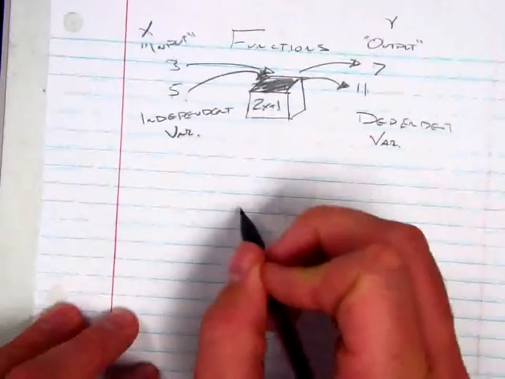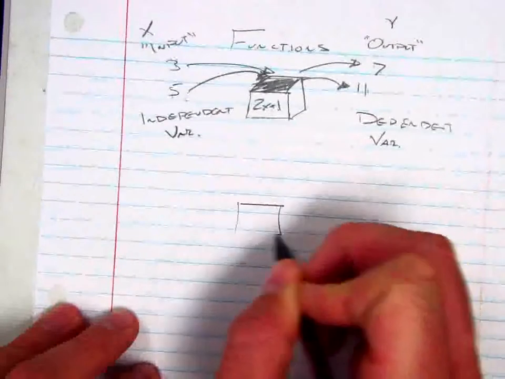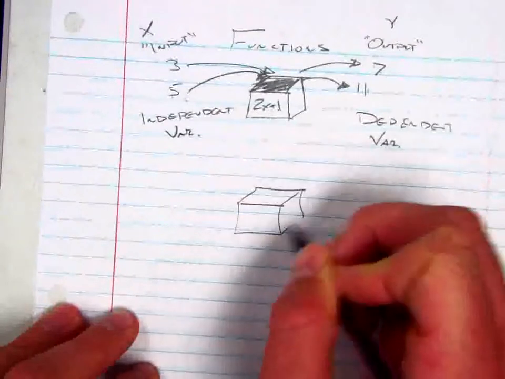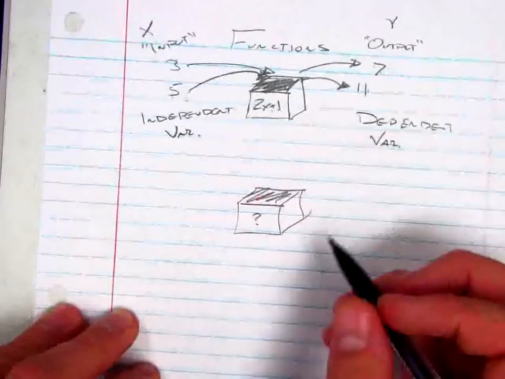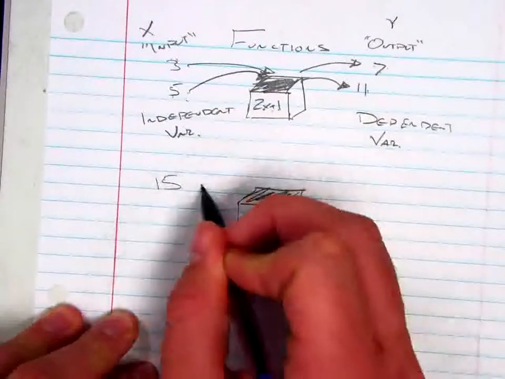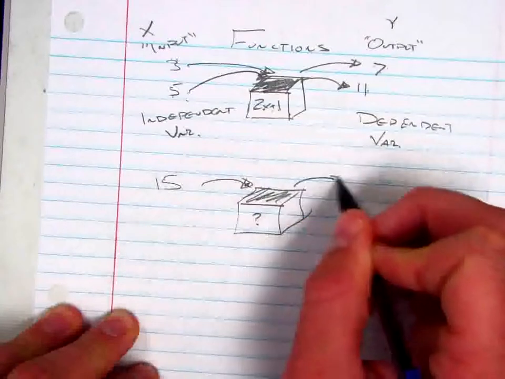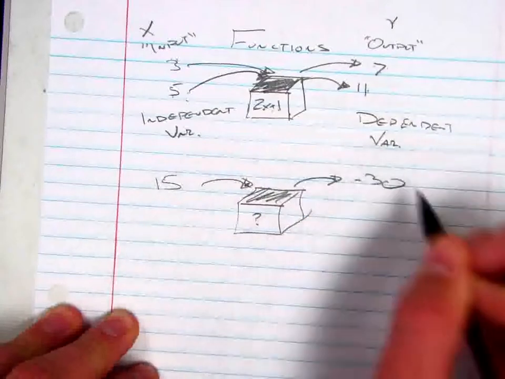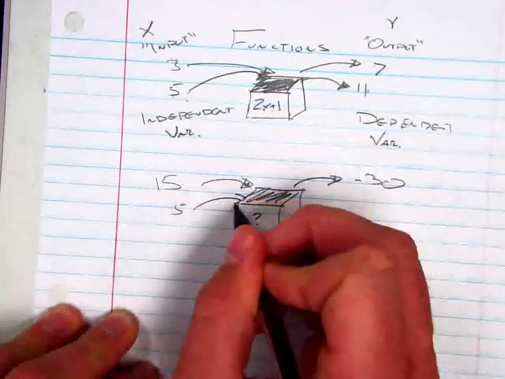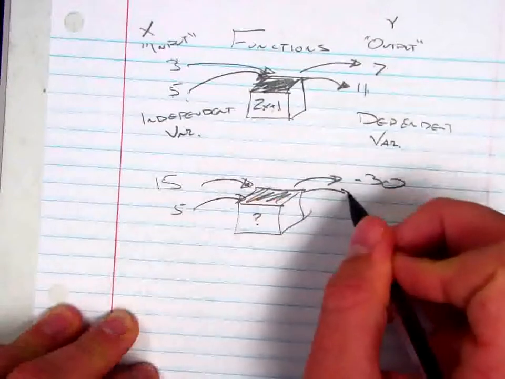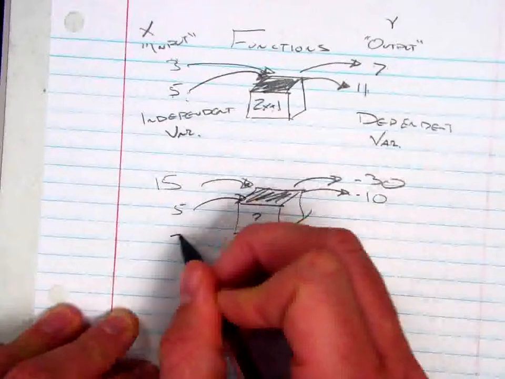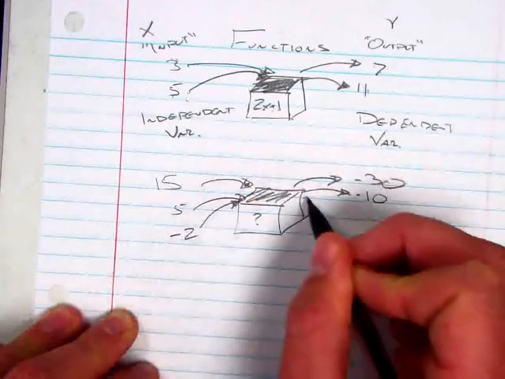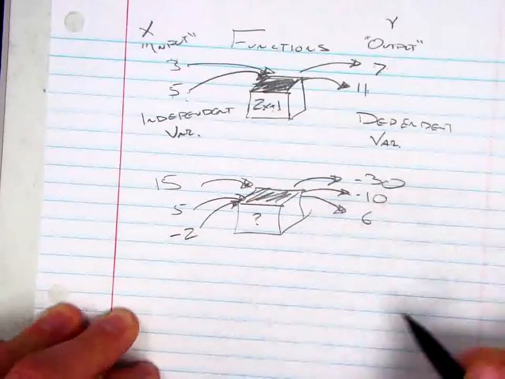Now, let's move to a different example. Let's say we have another box, and we don't know the pattern on it. We don't know that it's 2x plus 1 or whatever it is. So let's just start throwing some numbers into it. If I throw a 15 in, out comes a negative 30. If I throw a 5 in, out comes a negative 10. And if I throw a negative 2 into my box, out pops a positive 6.